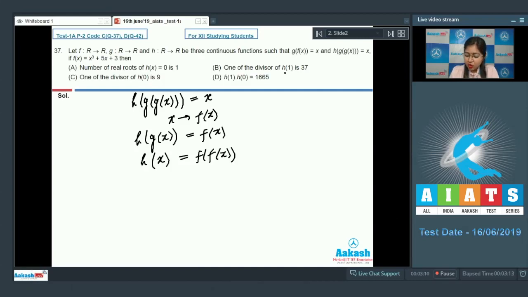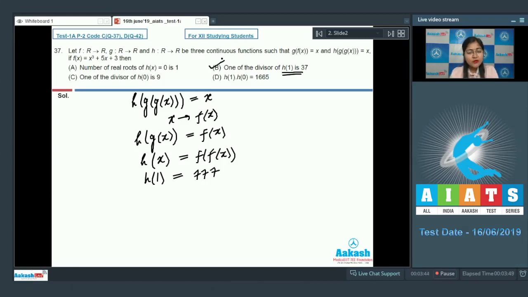Now let's talk about h of 1 first. h of 1 will be equal to f of f of 1, that is f of 5 plus 3 plus 1, that is f of 9. So that will be equal to 9 cubed plus 45 plus 3, that is equal to 777. Now, it can be seen that 37 is a divisor of it. So option number B is correct.